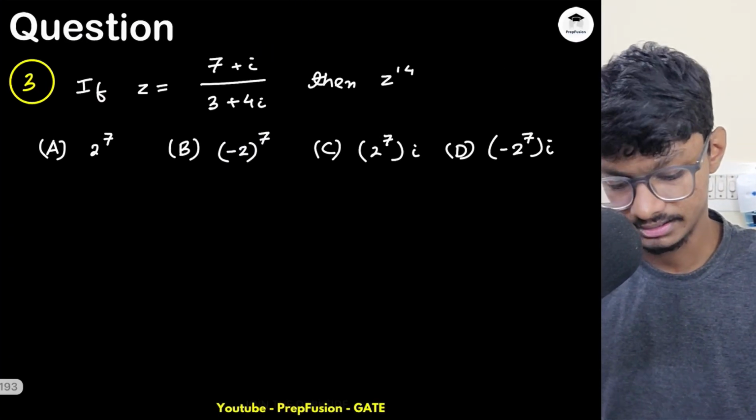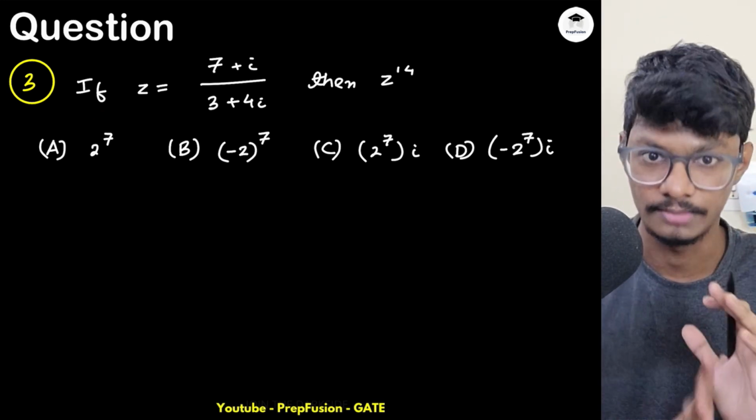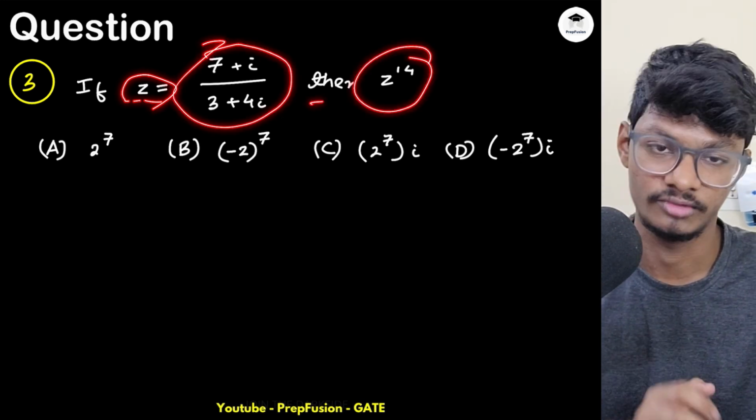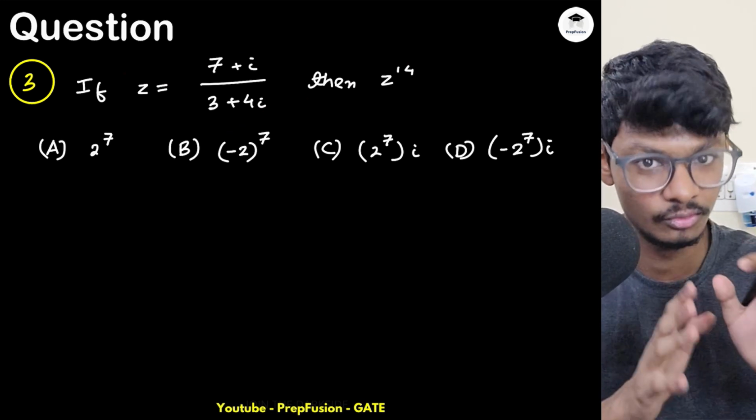Okay, so let's solve one question on basically operations of complex numbers. These types of questions also come. So you have been given z. Then what will be z raised to power 14? Obviously you won't multiply z 14 times, right? You won't do that.